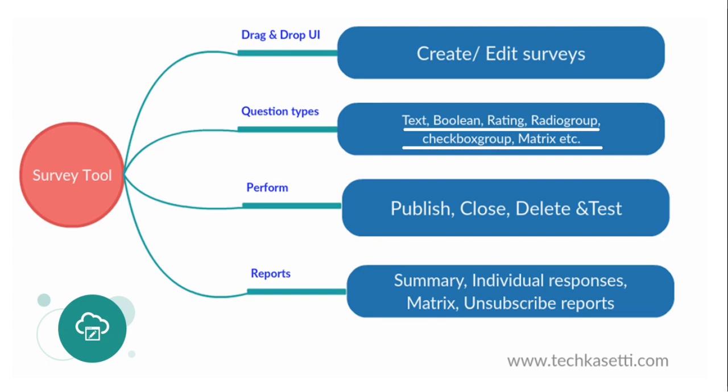A few key features supported by the tool: Create or edit surveys using a drag and drop UI. Support of different question types like text, radio group, checkbox group, Boolean, rating, multiple text, matrix, etc. Perform various tasks like creating, closing or deleting the survey, and test the survey before publishing it. The tool supports various types of reports based on the survey type, like summary, individual responses, matrix, and unsubscribe report.